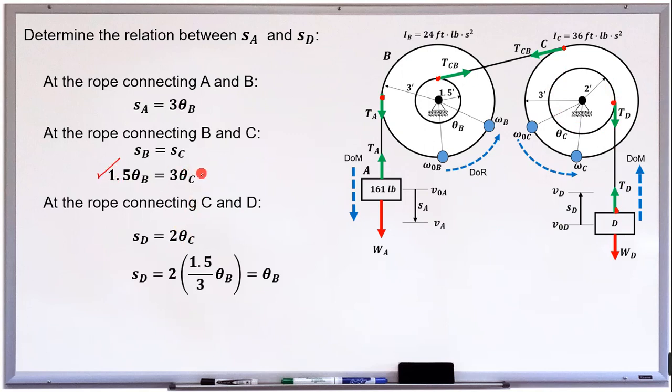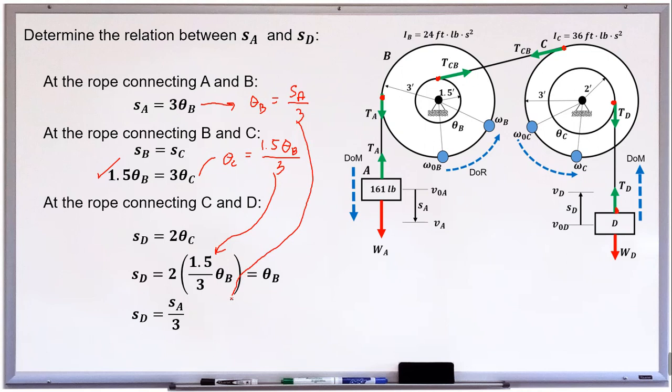Next, from this equation, we have theta C is equal to 1.5 theta B all over 3. So that is why right here we have this expression. Next, if you're going to multiply these two, we have the linear displacement of our block D is simply equal to the angular displacement of our cylinder B. And from this equation, we have the angular displacement of our cylinder B simply equal to SA over 3. That is why we have also this expression right here.